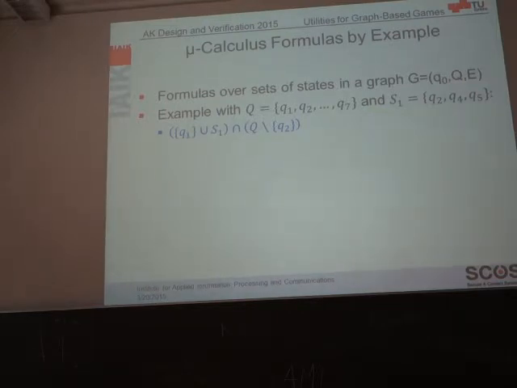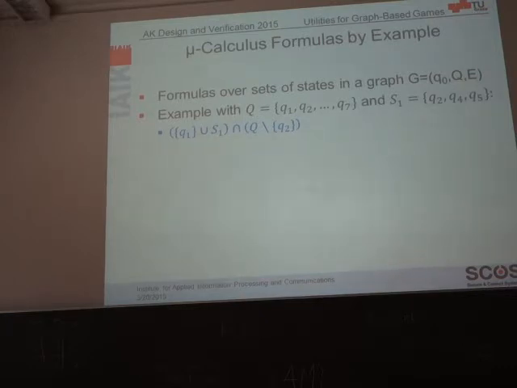Feel free to write down intermediate results. So what I would like you to do is try to figure out what could be the meaning of this formula. Formulas always evaluate to a certain set of states. So the meaning of this formula, the result of this formula is just a certain set of states.